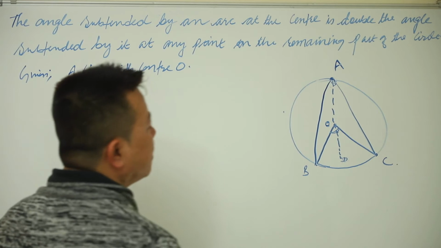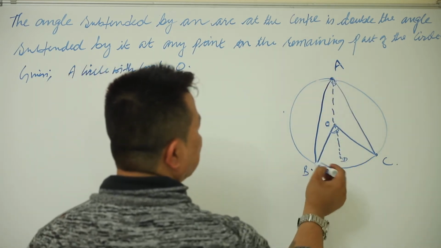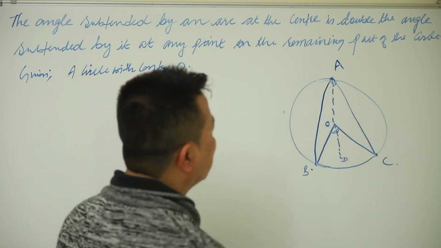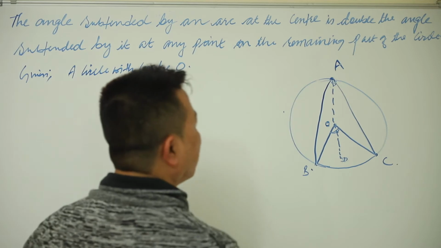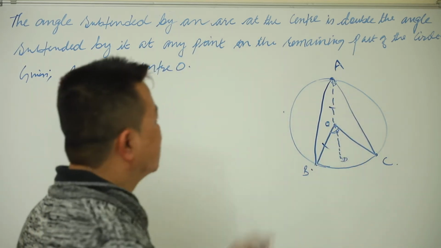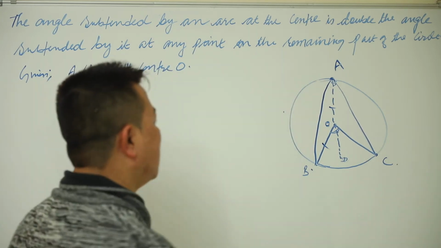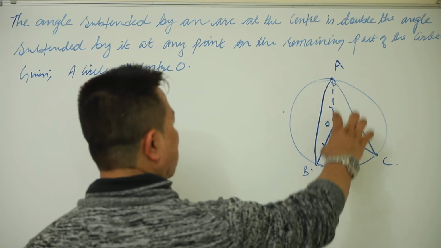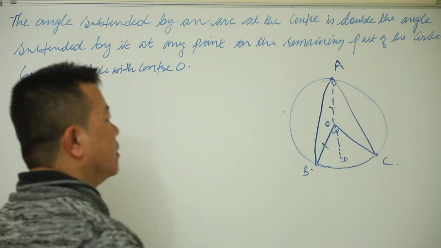Now see in this triangle AOB, OA and OB are equal, right? What is the reason? OA and OB are equal because they are radii of the same circle. OA is the radius of the circle, similarly OB is the radius of the circle. So radii of the circles are equal.